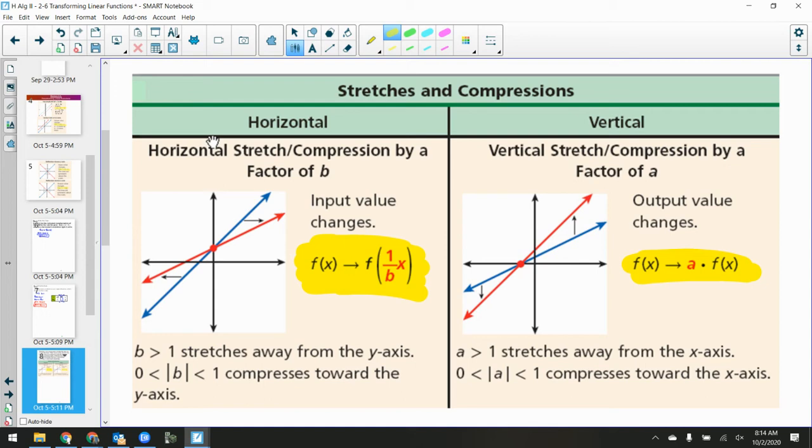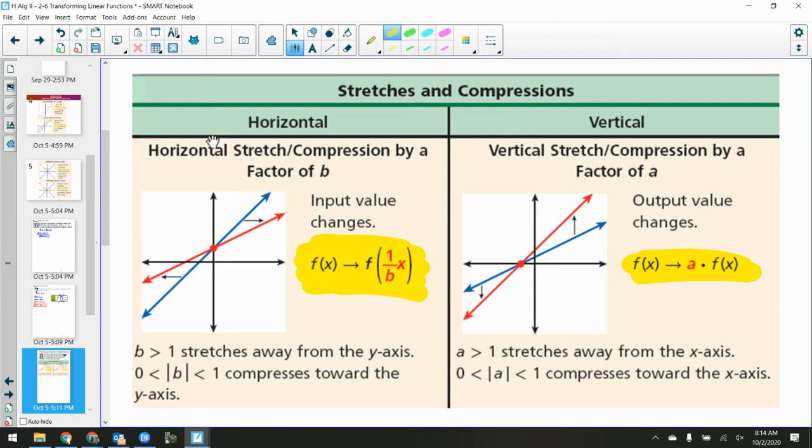What would happen if I wanted to horizontally compress it by 1/2? What would I be multiplying on the inside? 2. So if it's a whole number, I'm actually compressing it, right? If it's a whole number being multiplied inside the parentheses, I'm actually compressing it.